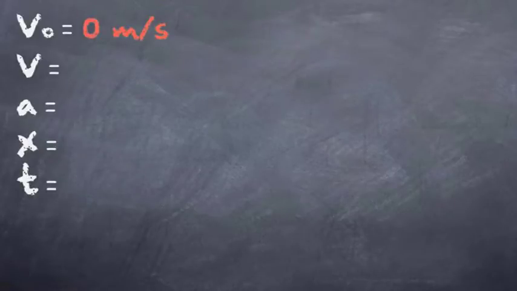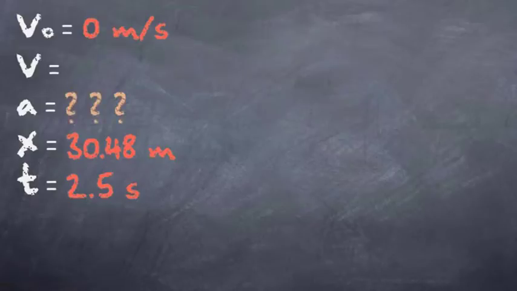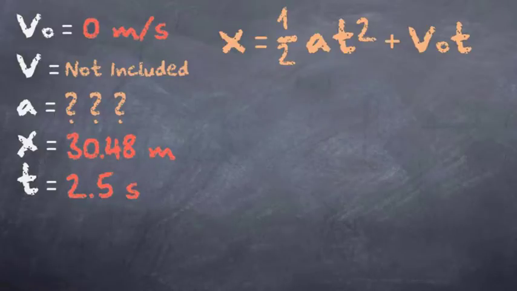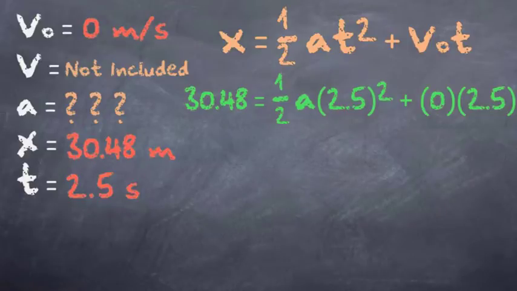Let's analyze that same motion, the drop. We know we started at 0 meters per second, and we're falling 30.48 meters downward in 2.5 seconds. I want to find the acceleration. So let's say that v, my final velocity, is not included. I'm going to find a formula that does not have final velocity. I have acceleration, time, position or distance, and initial velocity, but not final. Again, substitute in the information you know, and then it's just a little algebra.